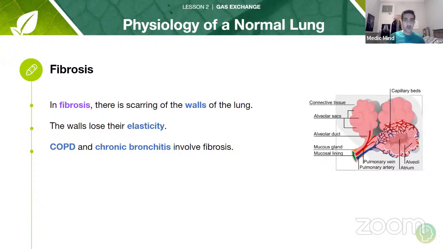The last condition that you want to know is something called pulmonary fibrosis. Pulmonary fibrosis is one of many diseases that are considered interstitial lung diseases. Basically, between the alveoli and the capillaries, there's something called the interstitium. The interstitium is this space that exists between the alveoli and the capillaries.